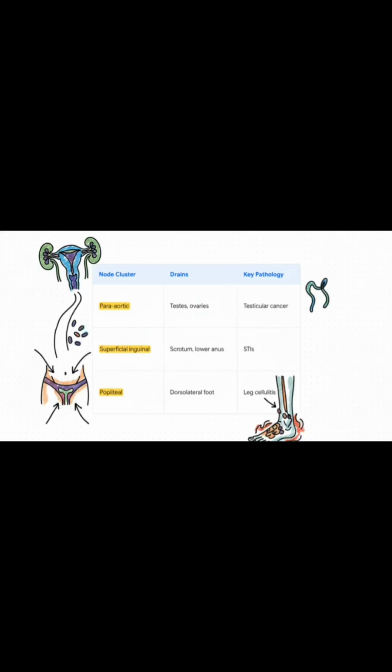Now, below the diaphragm, please remember this classic exam trap. The testes drain back up to the para-aortic nodes, not the nearby inguinal ones. Why? Because embryologically, that's where they started out, way up in the abdomen. The scrotum on the outside, though, that goes to the superficial inguinal nodes. They love asking about that distinction.